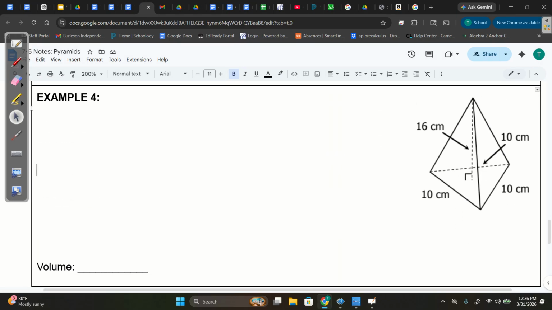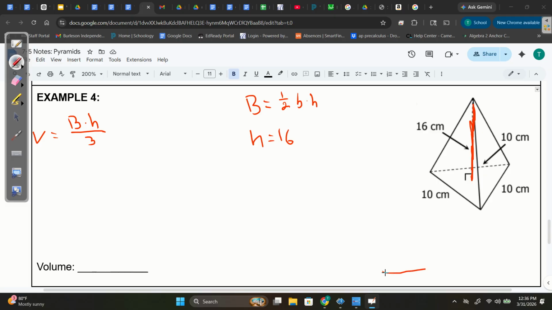Example 4. We're doing the volume, so we're going to use the same formula as before, with big B being the area of this triangle here. So again, I'm using 1/2 base times height because my base is a triangle. And the height of my prism being given to me. All that's left to do is the area of my bases.